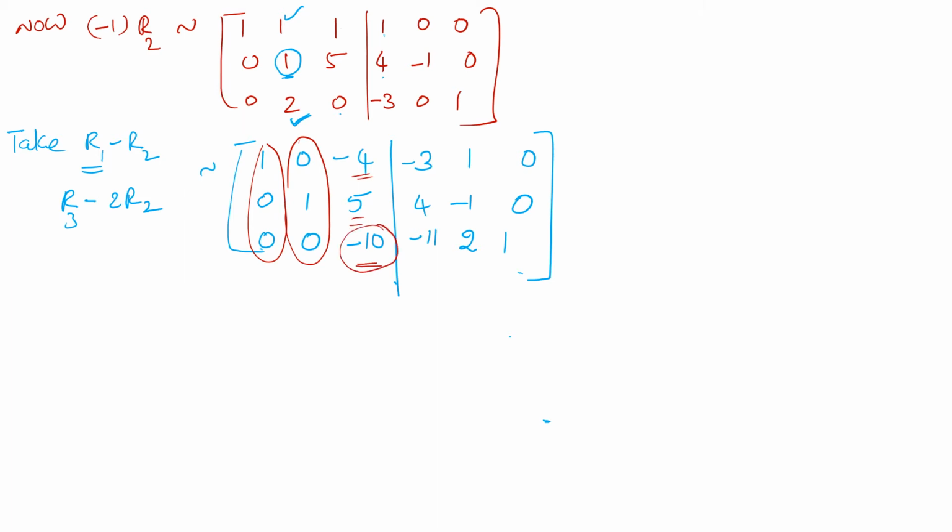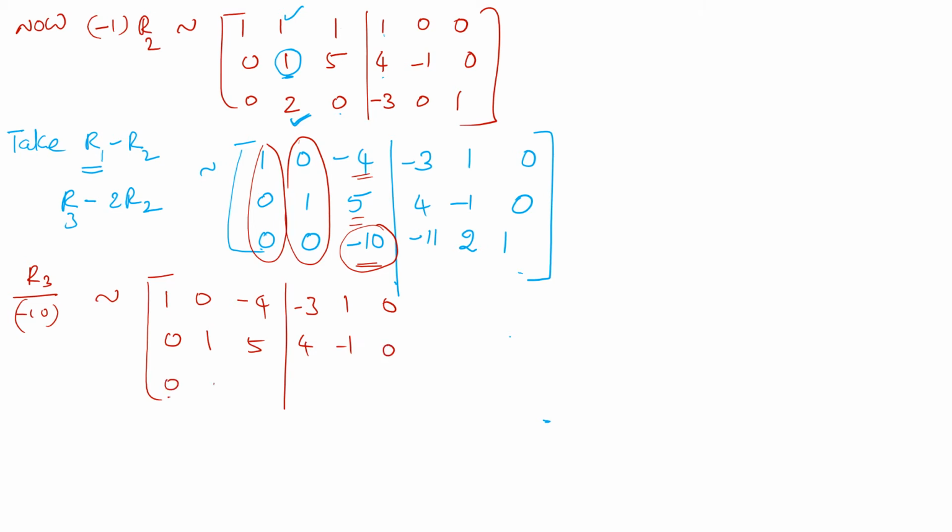Next step, so what is the operation? Take R3 divided by minus 10. So no change in the first two rows, write as usual, minus 3 1 0 0 1 5 4, minus 1 0 0 0, this is 1, and this becomes 11 by 10, and this becomes minus 2 by 10, and this becomes minus 1 by 10. This is also over, right?